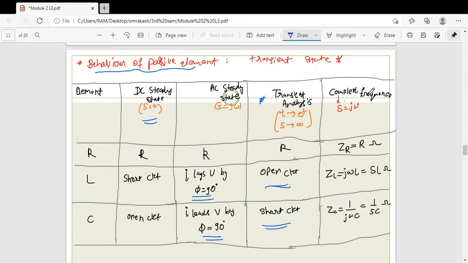Now for complex frequency, you have to put S equal to j omega. In that case, the total impedance for the R element is R. For the L element, ZL is equal to j omega L, which is equal to SL, right? Similarly, 1 upon j omega C becomes 1 upon SC. So you have to replace this j omega with S.